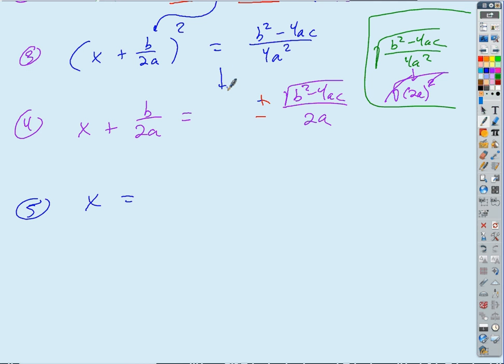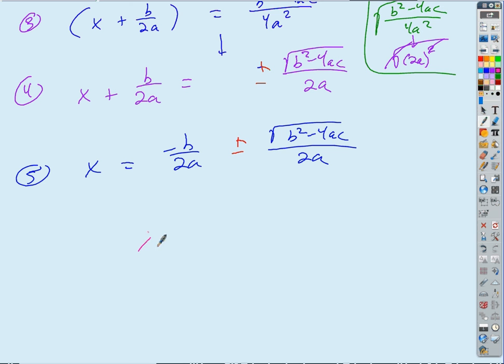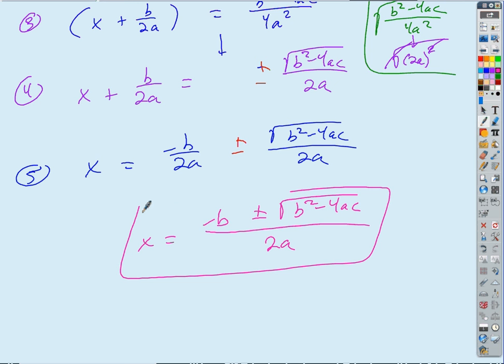I'm putting my negative b over 2a right there. Negative b over 2a plus or minus the square root of b squared minus 4ac over 2a. But what do you notice about the denominator? Common denominator, right? So we could just simplify and write that as x equals negative b plus or minus the square root of b squared minus 4ac all over 2a. What do you know? Okay, so now that's pretty cool.